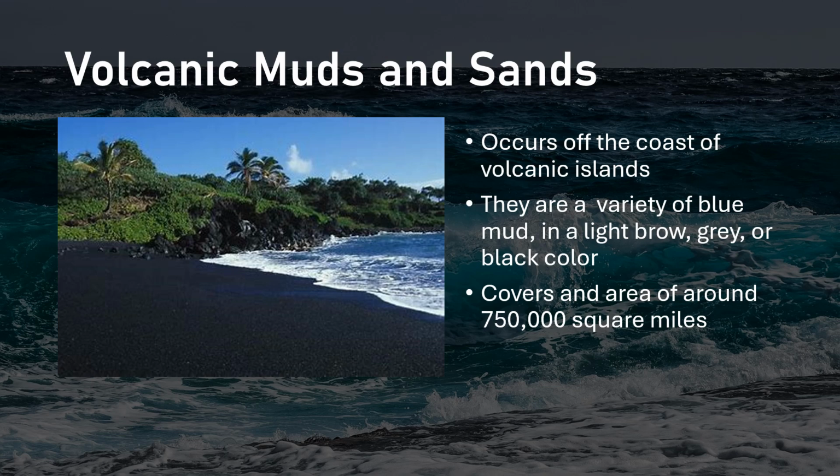The average percentage of carbonate of lime is 20.5. Volcanic muds and sands are found around all oceanic volcanic islands. They cover an area of around 750,000 square miles.